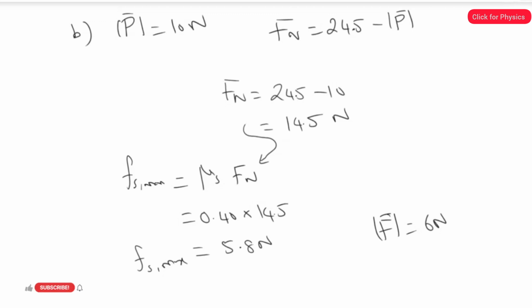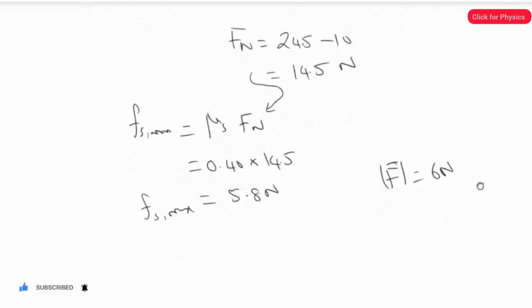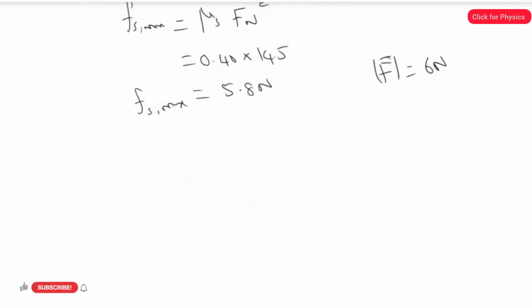Now you have to compare this answer. So our applied force is greater than the maximum static frictional force. That means the object will be moving now. Why? Because our applied force is greater than the maximum static frictional force. So now what will happen? Your static frictional force is converted to kinetic friction. So we have to find the kinetic frictional force magnitude value.